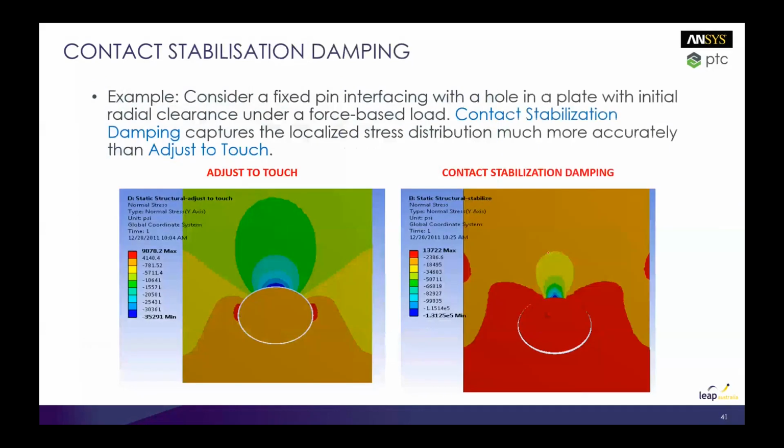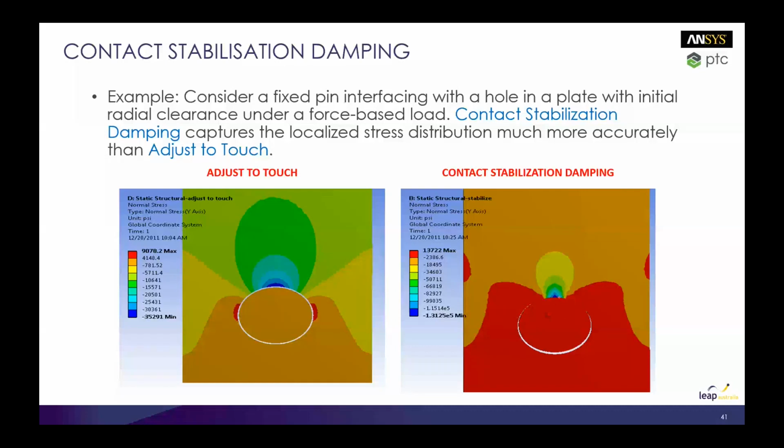Okay, so here in this example, there are two ways we can deal with this situation. The first is to do an adjust to touch, and the second is to use contact stabilization damping.